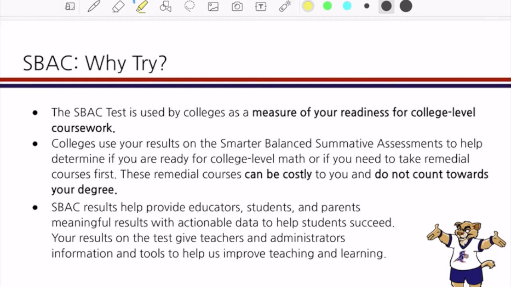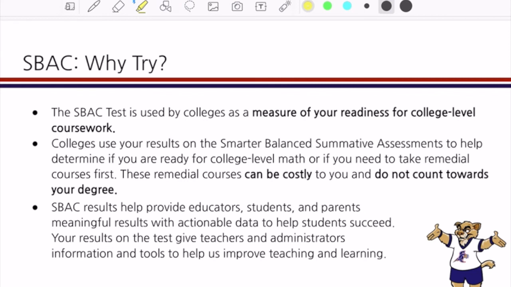However, colleges use your results on the Smarter Balance summative assessments to help determine if you are ready for college level math, or if before enrolling in any required courses, you need to take remedial courses first. These remedial courses that you take are courses that you have to pay for, and they do not count towards your degree. So by scoring well on the test, colleges can use that as an indicator that you are prepared for college level coursework, and you can skip having to take remedial classes and go straight into the courses that you still have to pay for, but that count towards your degree. It's important to do well on this test because you don't want to be stuck paying for courses that you potentially don't need in order to be successful in college.